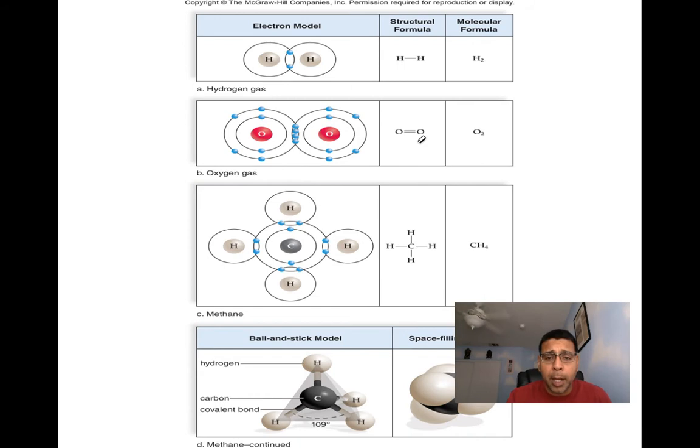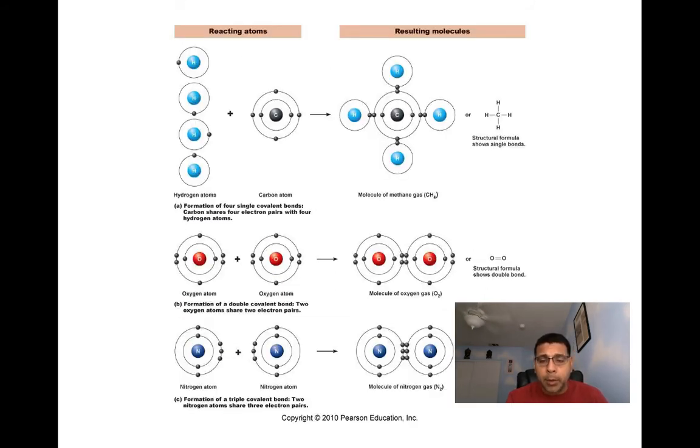Now, if we talk about a triple bond, we can see it right inside here between these 2 nitrogen atoms. Here you have 3 electron pairs being shared, so 6 electrons. We use 3 lines in the structural formula to depict that. So: single covalent bonds, double covalent bonds, and then triple covalent bonds.